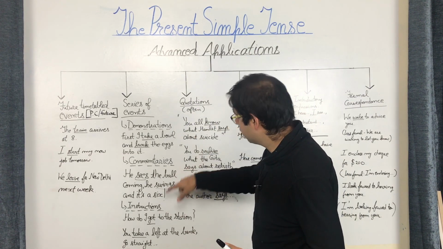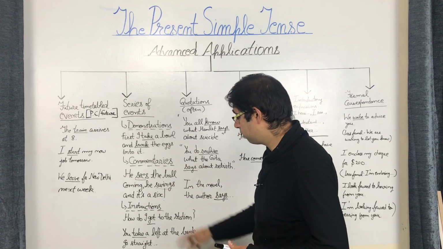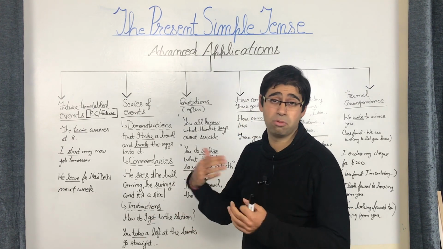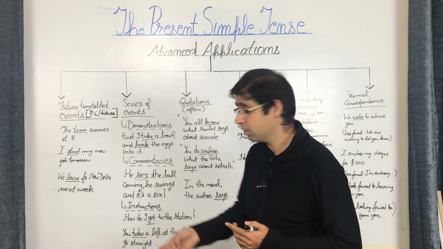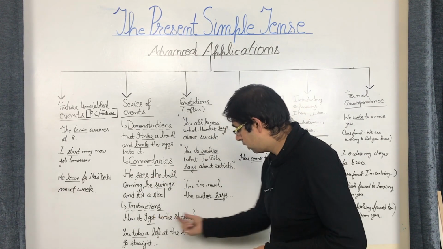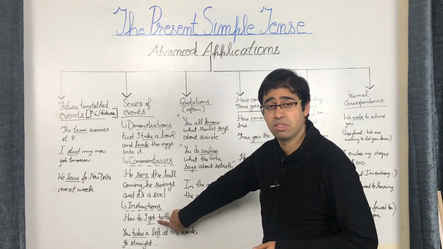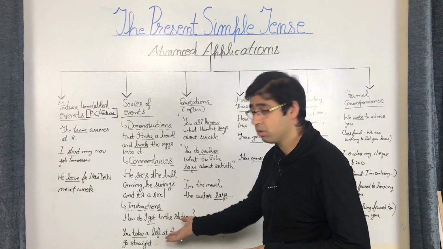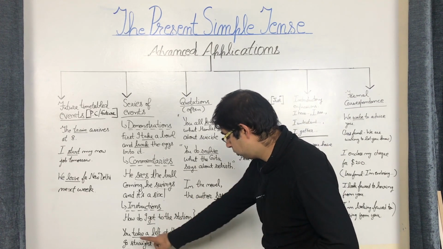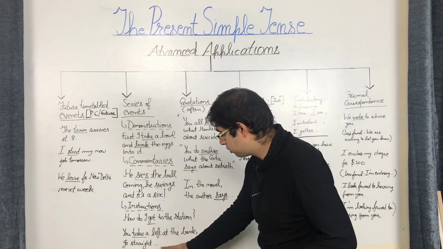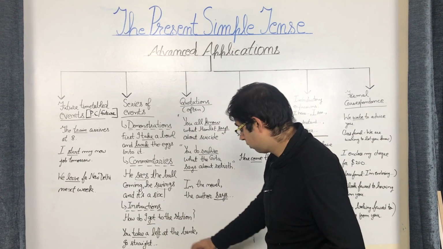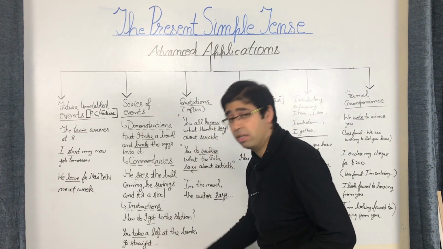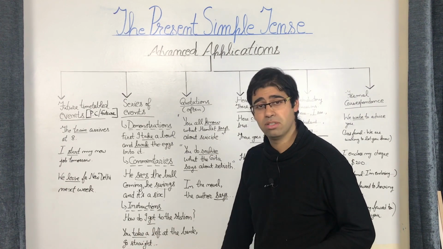And we come to another example of series of events. We've got instructions. You want to ask the way from someone, how to reach a place. So you go ahead and say, "How do I get to the bank?" Notice that get is in the present simple, and the reply would also come in the present simple. "You take a left at the bank, you go straight, and you are at the bank." So you've got take a left, go straight, all the verbs once again in the present simple.